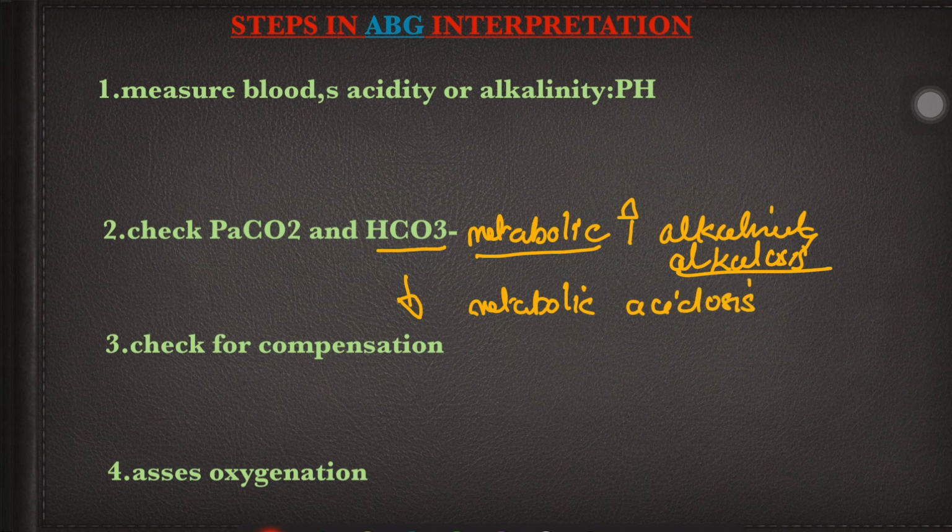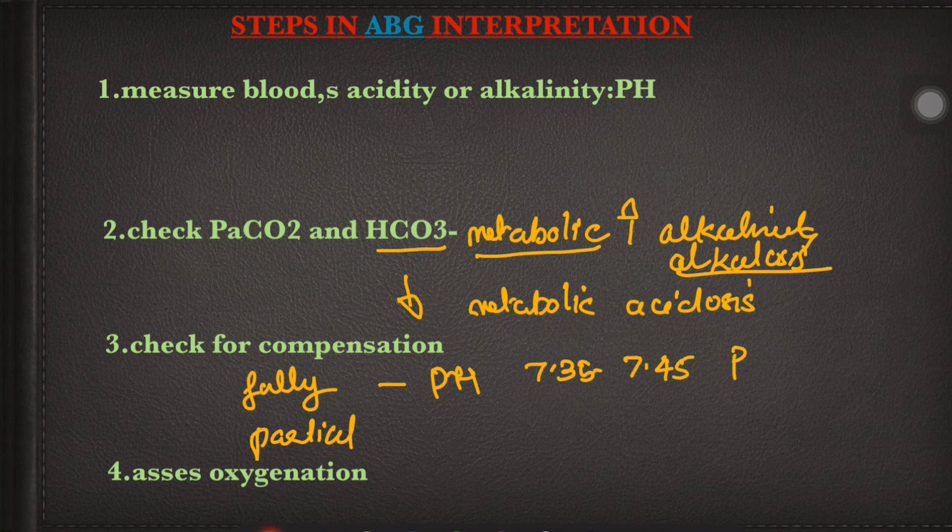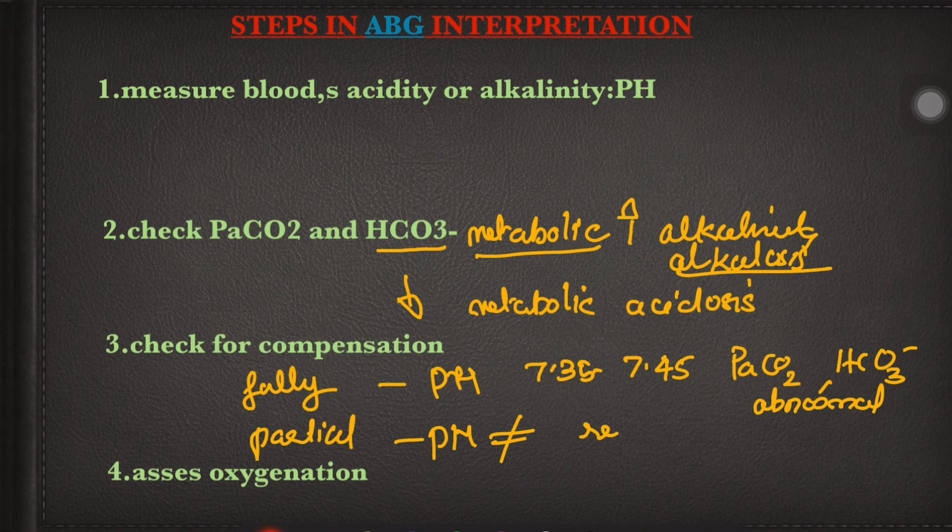Then compensation. Two types of compensation are there: full compensation and partial compensation. In full compensation, pH is within the normal range, 7.35 to 7.45, but PaCO2 and bicarbonate level both are abnormal. And in partial compensation, pH is not within the normal range, but one of the systems, either the respiratory system or the metabolic system, tries to compensate for the other.